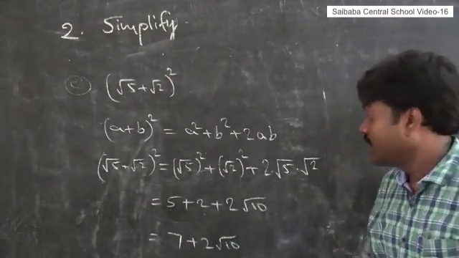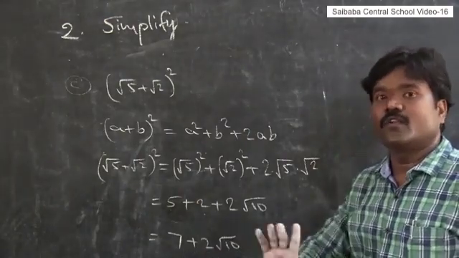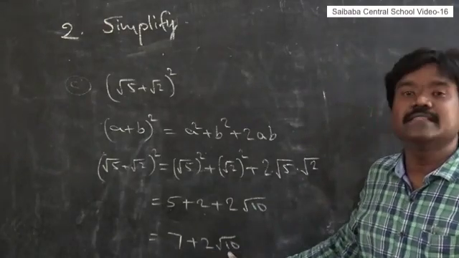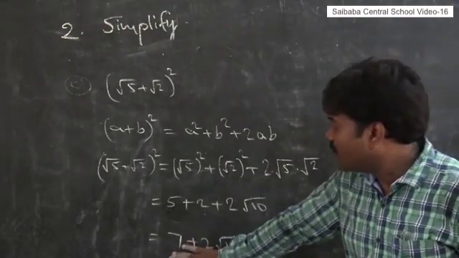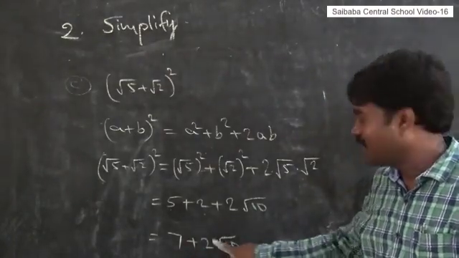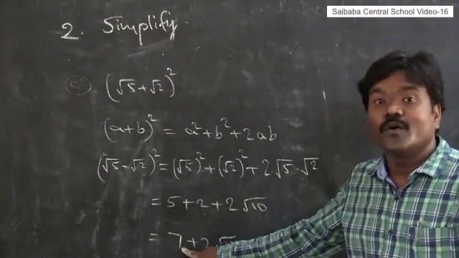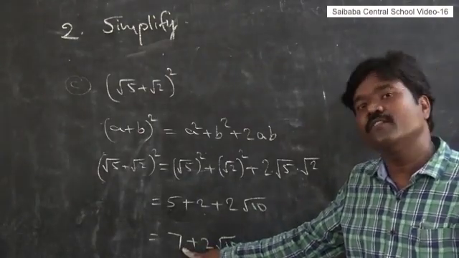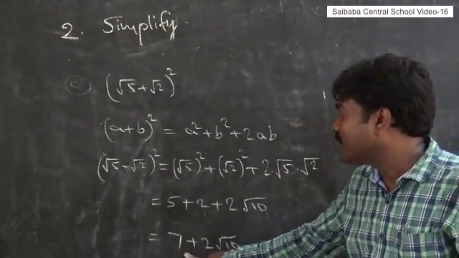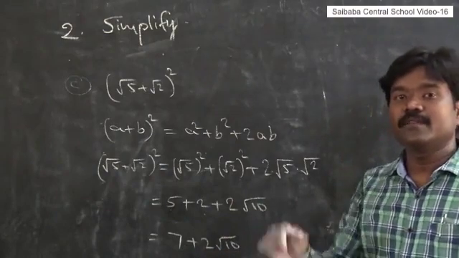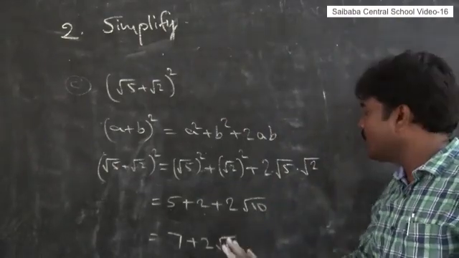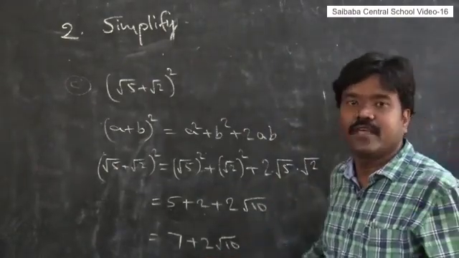Some students are thinking 7 plus 2 is 9, no? 9 root 10. Wrong answer. 7 is rational, root 10 is irrational. Overall, we can't add, because the irrational part is root 10. Here the irrational part is not there; we can take root 1 also. Even if you take root 1, both irrational parts are different. If the irrational parts are different, we can't add. Remember this point: if irrational parts are the same, we can add. If irrational parts are different, we can't. That's it. This is the only answer. Okay?